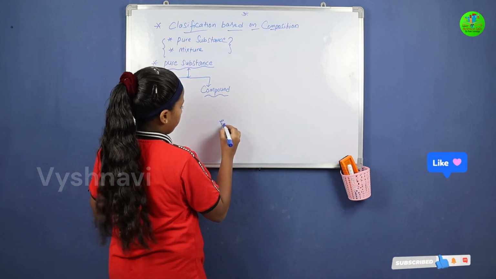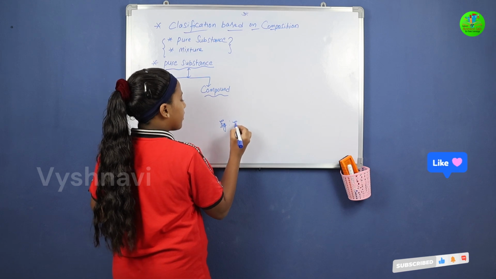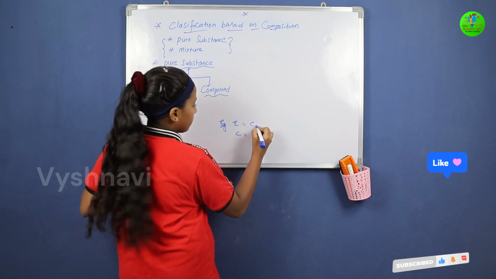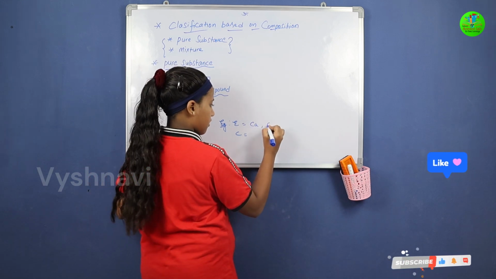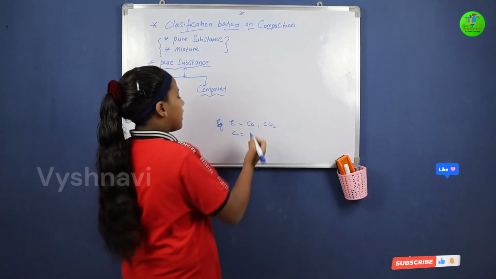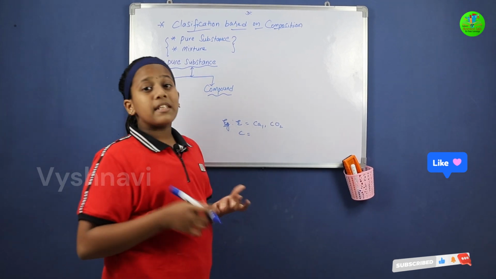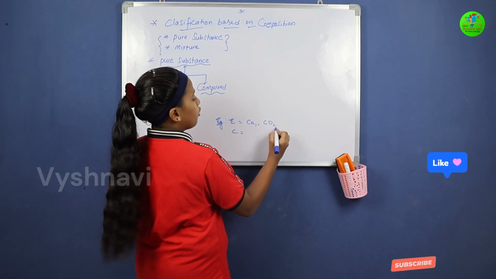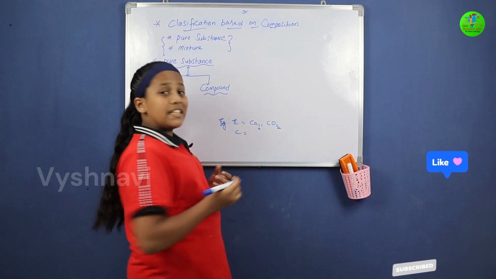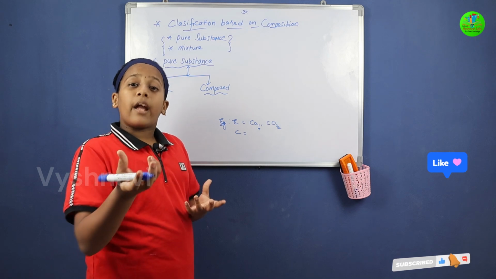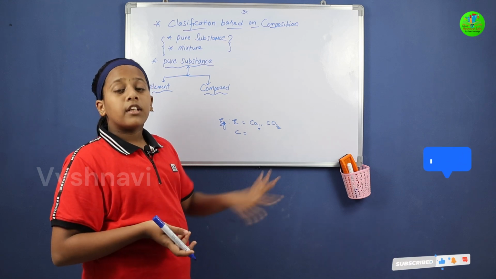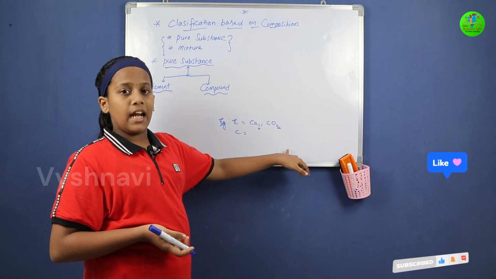For example, see. E for elements and C for compounds. Calcium is an element. CO2 is an element, the combination of atoms. Here it is one atom. No number means it is one. Here we have two. 2 means the number of atoms. 2 atoms are there in carbon dioxide. The combination of 2 atoms is an element.